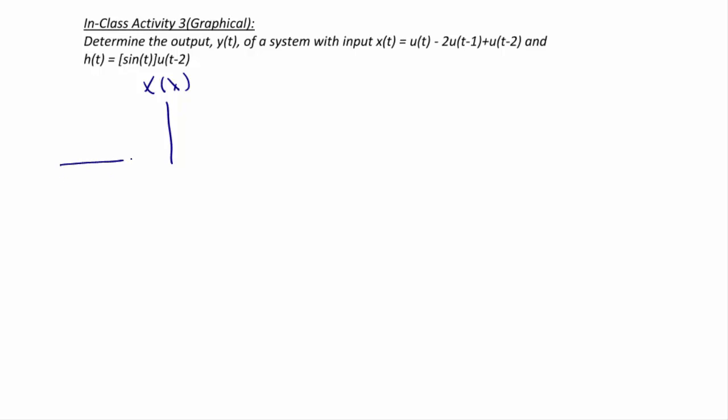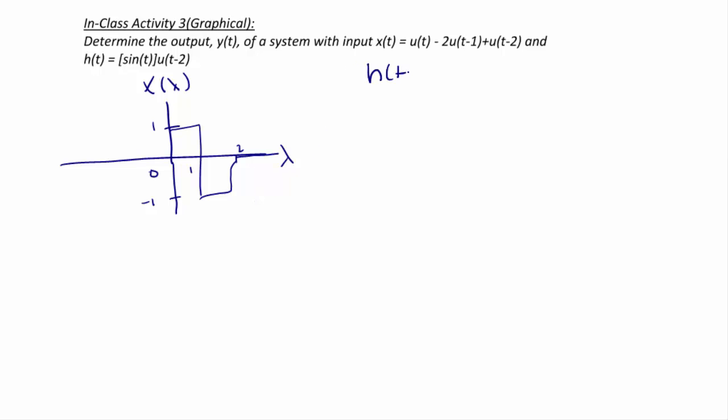x of lambda is a step function that turns on at time 0 with an amplitude of 1. And then at time 1, you subtract off 2. So at time 1, it goes to negative 1. And then at time 2, you add a unit back. So it comes up and stops at the axis.